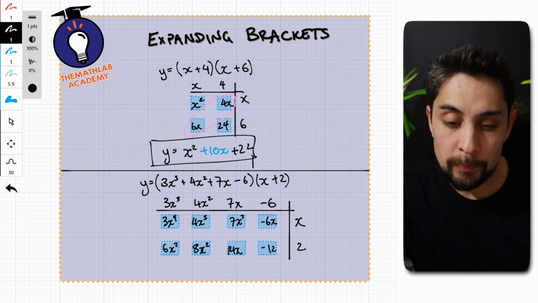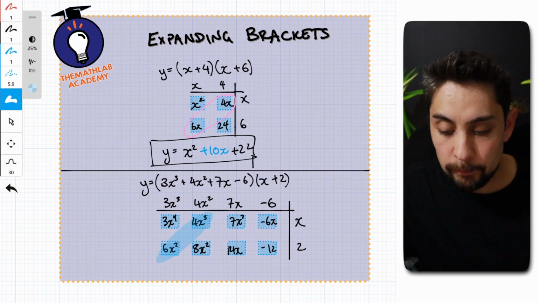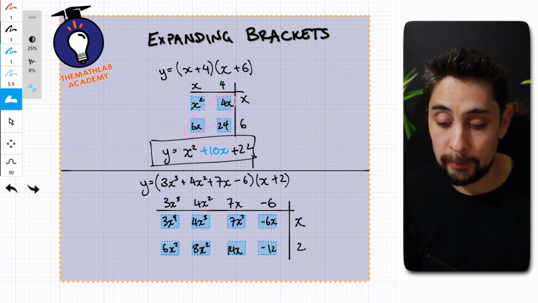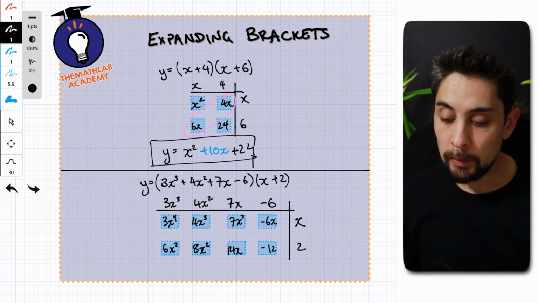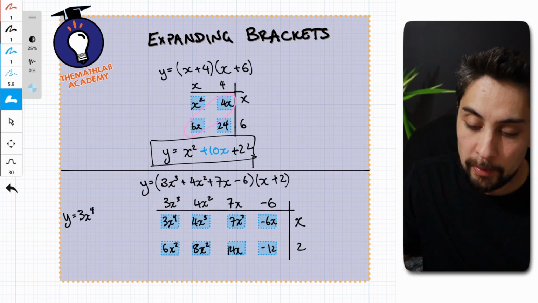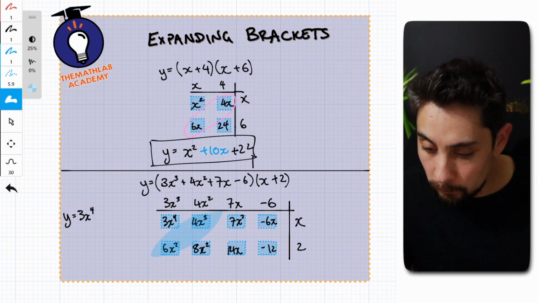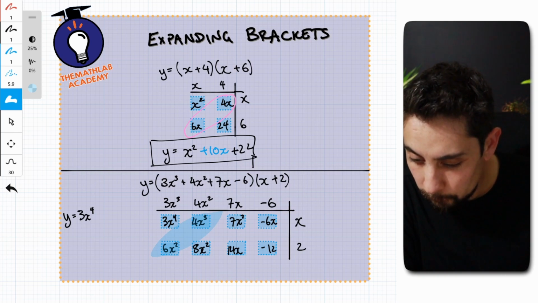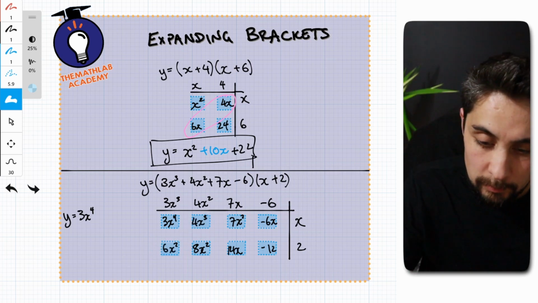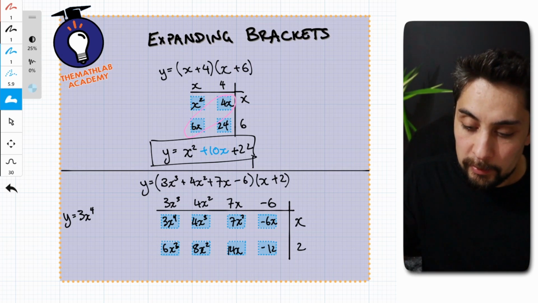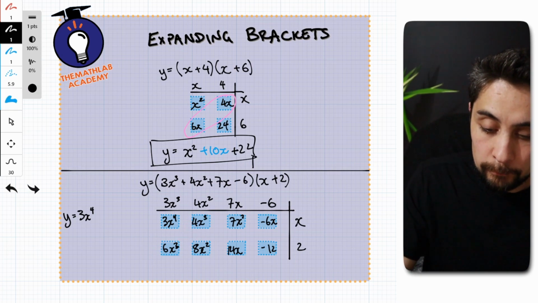Just like last time, we can see that on the diagonals here we have all of the same term because we set up our grid correctly. Now we can add everything together and we end up with y equals 3x to the power 4, that's our highest term, and then the next term is the x. Looks like I've done something wrong here. There's our x cubed there. On this diagonal we have 10x cubed.